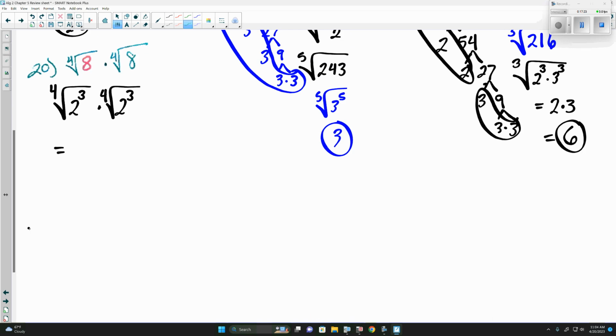Now whenever we have like radicals, they're both fourth roots, we can multiply what's inside of them together. So we have the fourth root of 2 to the third times 2 to the third. Since we're multiplying like bases, we can add the exponents, giving us 2 to the sixth.